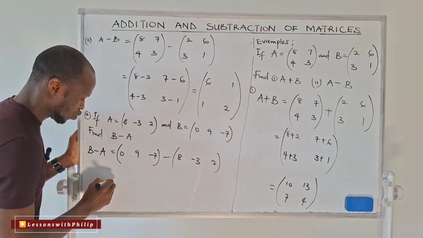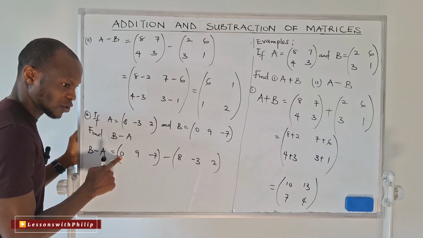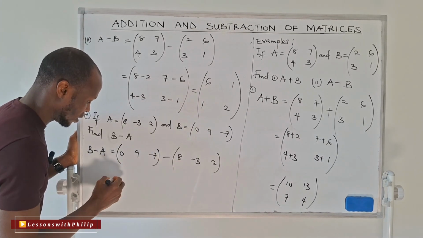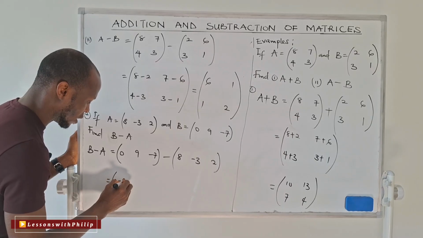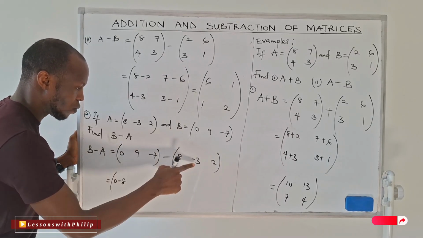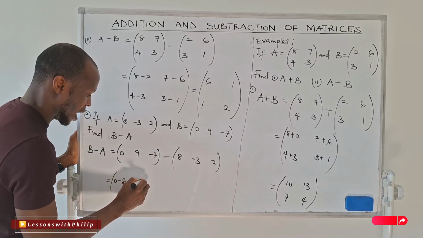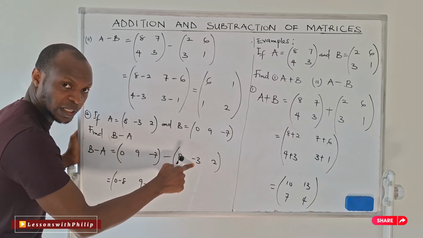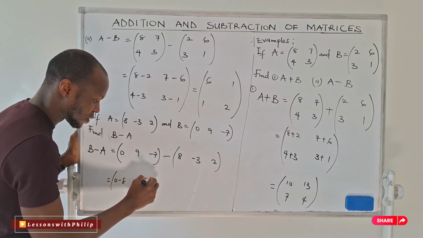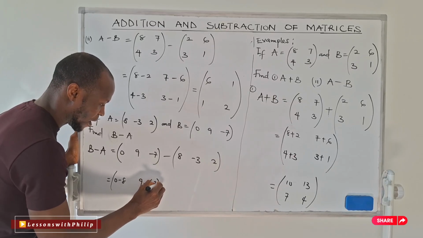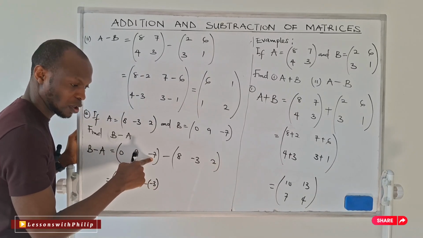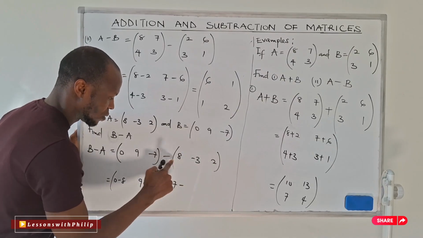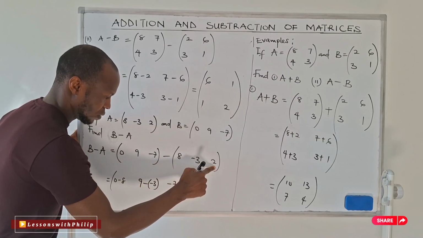For me to subtract the two matrices, the first column goes with the first column in the second matrix. That will be 0 minus 8. The second column goes with the second column. That will be 9 minus, the element in the second matrix is minus, that will be minus 3. Then the third column is minus 7. That will be minus 7 minus 2.